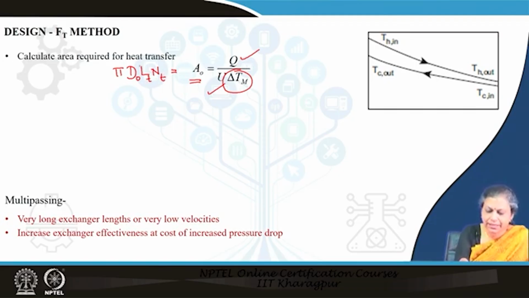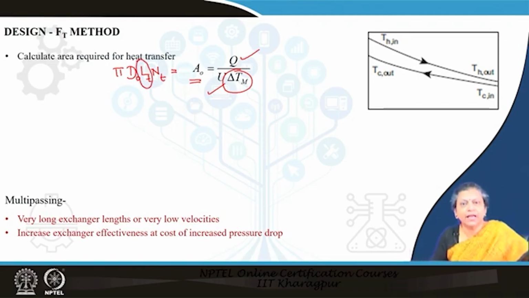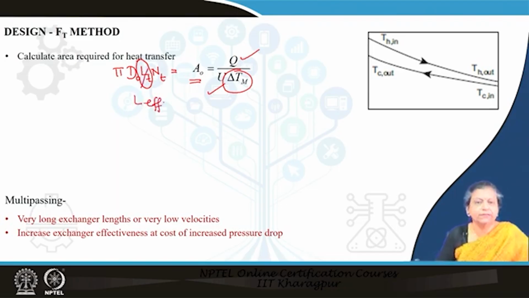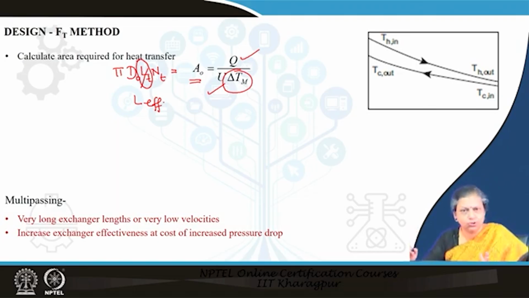Now, in this particular case also we have to remember that the entire tube length is not involved in heat transfer. So, therefore, instead of LT we replace it with L effective, the effective length of the tube which is involved in heat transfer. By this time, you know that the tubes are fitted across the two tube sheets. So, therefore, whatever is there inside the tube sheets will not be available for heat transfer.